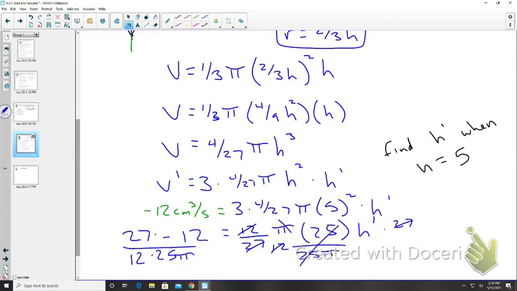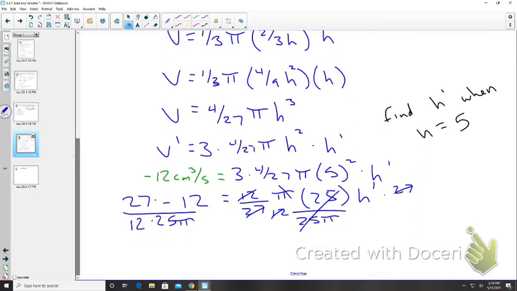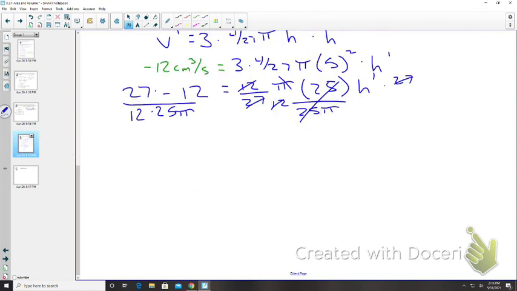So that's gone. What's up, Emma? But we're left with H prime, so we can be happy about that, right? Where's the 12 one? Oh, over there. That's right. So 12 and 12 will cancel. And then we still have that negative, so we get negative 27 over 25 pi is equal to H prime.